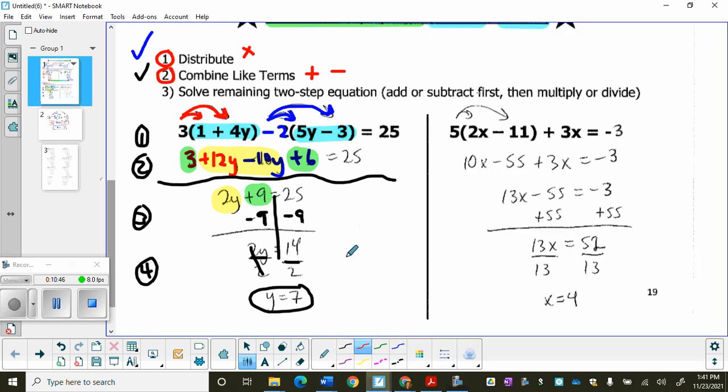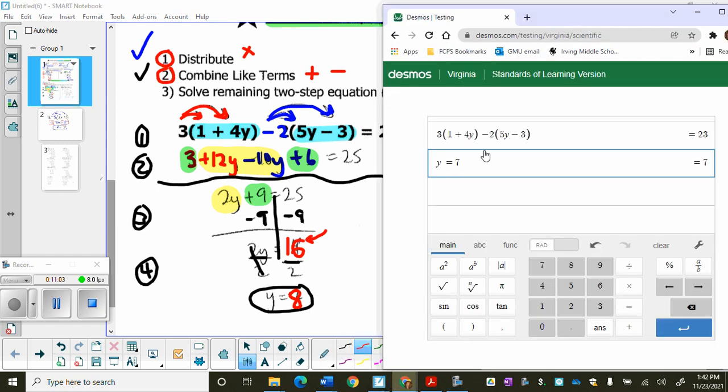So I think I found it, and I think it's right here, that 25 minus 9. 25 minus 9 is actually a 16. And 16 divided by 2 should be an 8. So now let's see if we found our mistake. If we make this an 8, hey, there we go. See how it fixed it? And now we're at a 25.